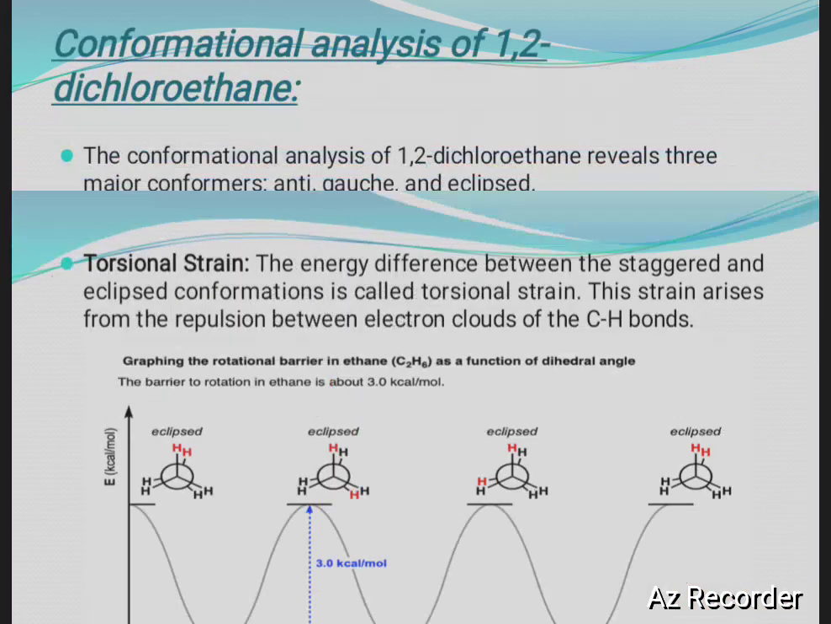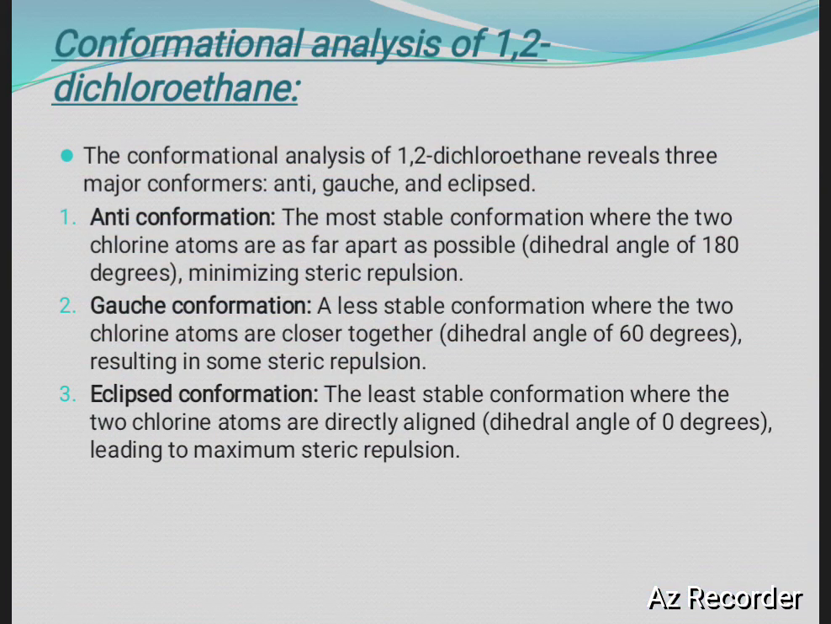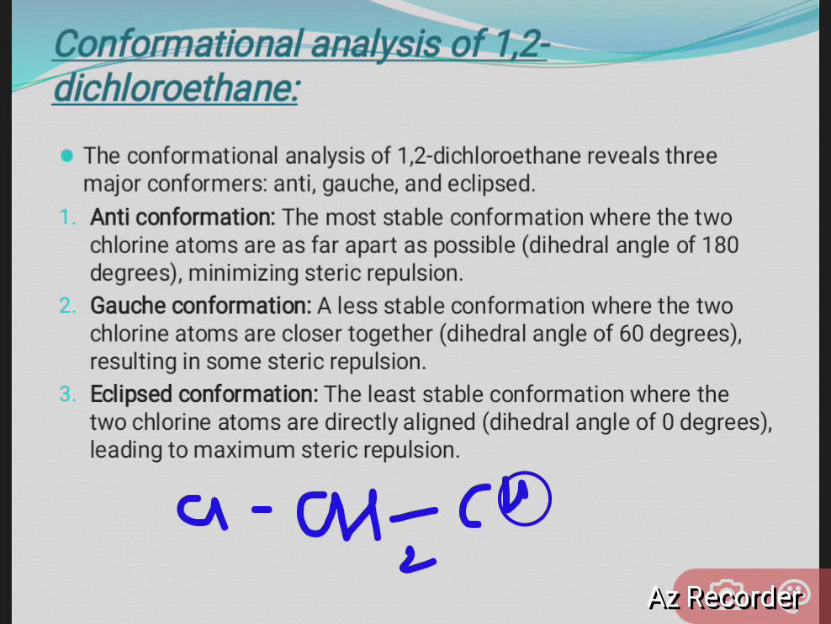Next, coming to the conformational analysis of 1,2-dichloroethane. The conformational analysis of 1,2-dichloroethane reveals 3 major conformers. Why? Because what is the structure of 1,2-dichloroethane? It is Cl, CH2, CH2 and Cl. Okay, this is 1,2-dichloroethane.